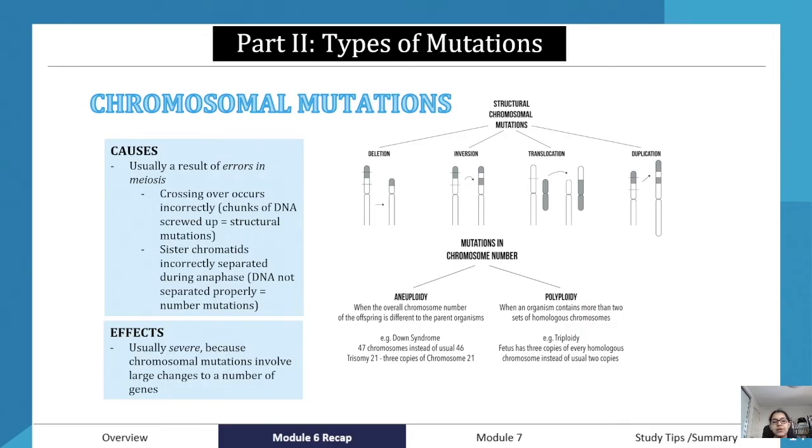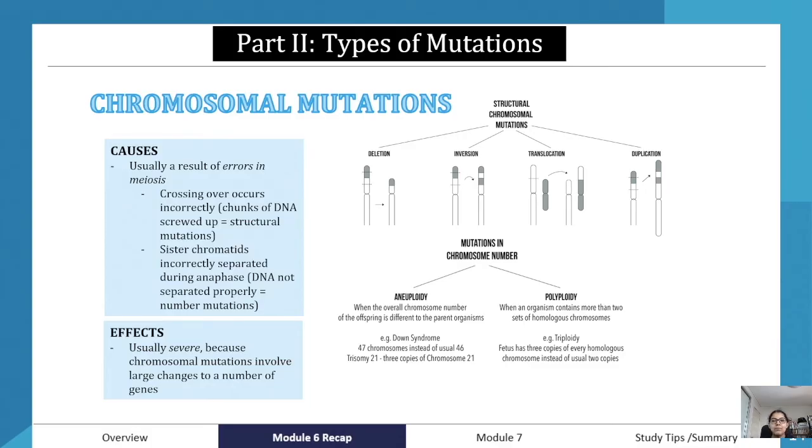And if we've got mutations in the number of chromosomes, which can happen during meiosis and affect the separation of the strands, there can be mutations in the number of chromosomes. And there are 2 main types: aneuploidy and polyploidy. Aneuploidy is when the overall number of chromosomes of the offspring differs to that of the parents.